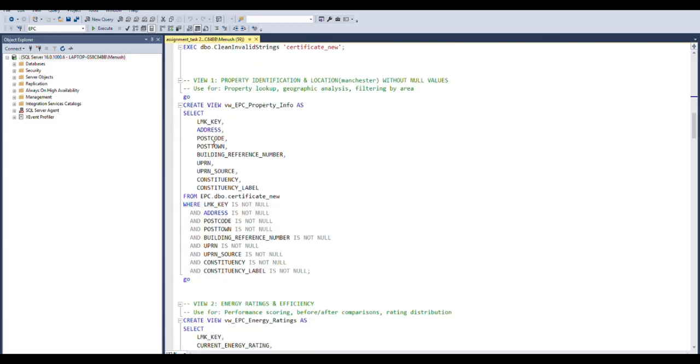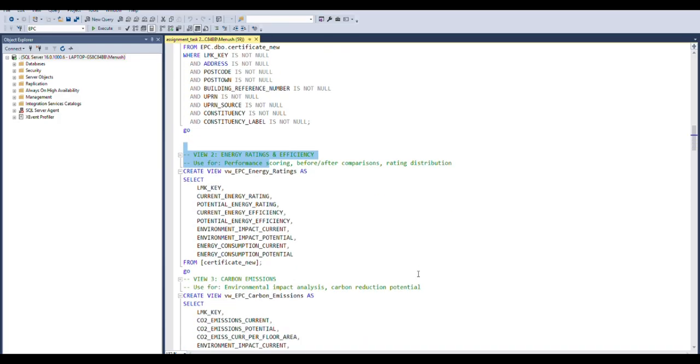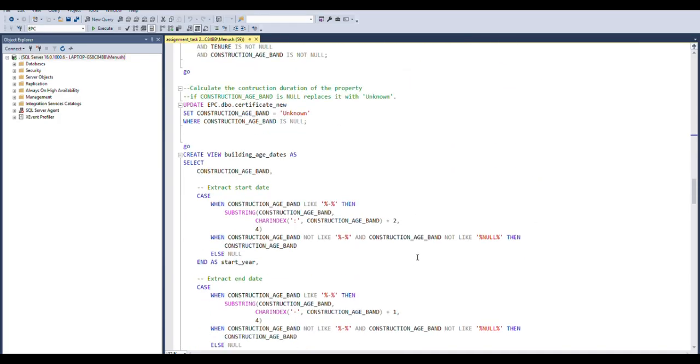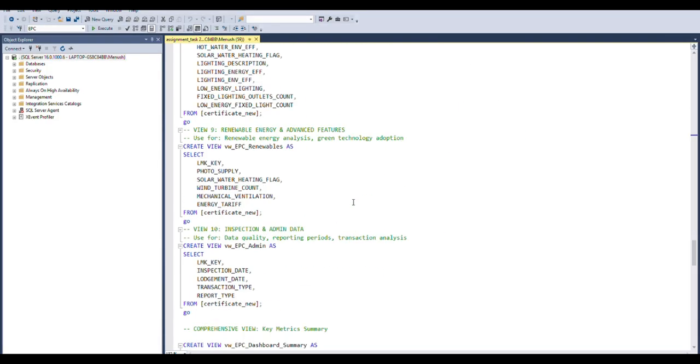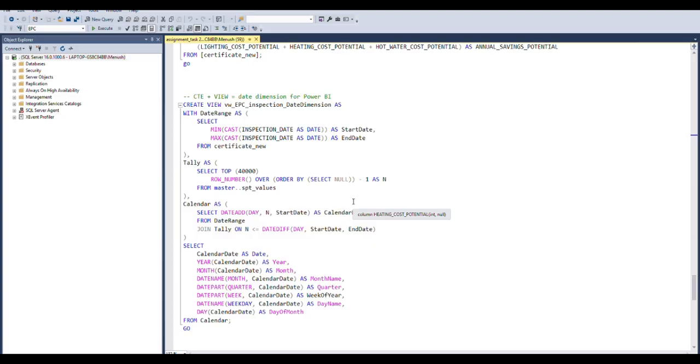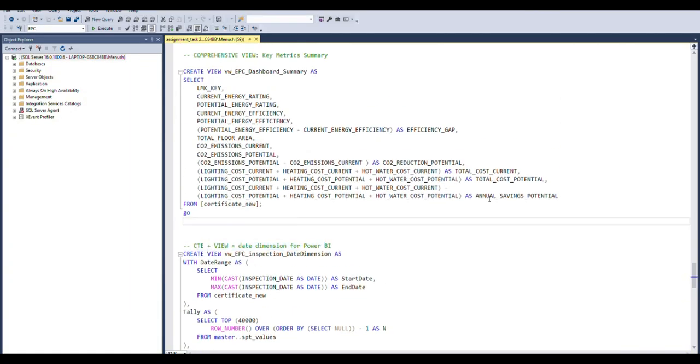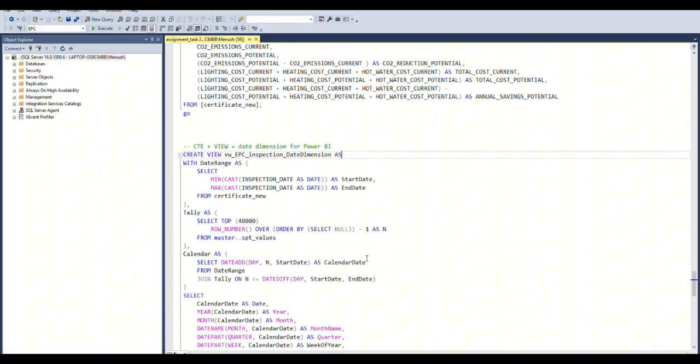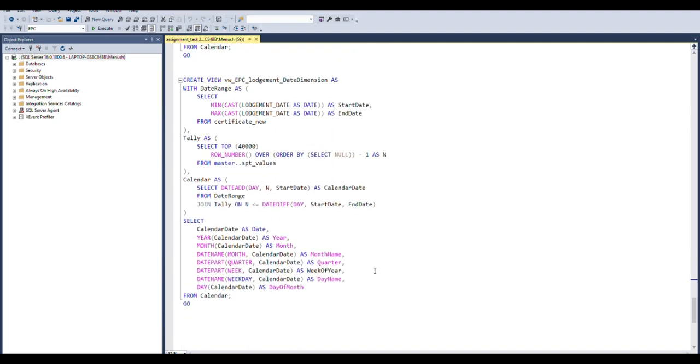Then I created different specific views instead of one massive table with over 90 columns, each focusing on a specific aspect like property information, energy ratings, carbon emissions, dashboard summary, etc. For time-based analysis, I created two date dimension views, one for inspection dates and one for lodgement dates, using common table expressions that help to generate the difference between inspection date and the lodgement date. I added useful calculated fields like efficiency gap, the difference between current and potential efficiency, total cost, combining heating, lighting and hot water cost, and annual savings. Each view has a specific purpose on the dashboard, making the performance much faster and much better.